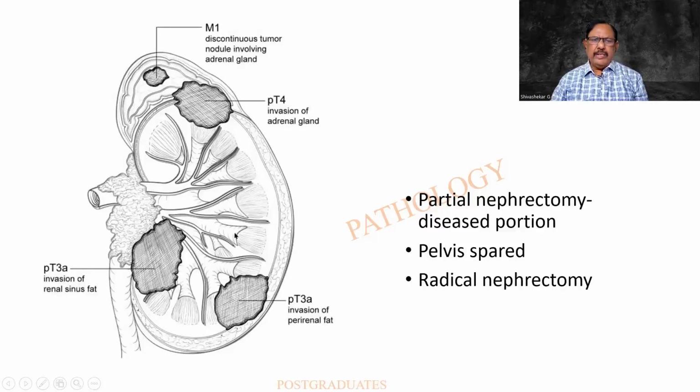Sometimes it can be multicentric. The distance between the tumors will have to be measured, and there has to be thorough sampling of all. And this is the fat that is surrounding it. Any invasion of the perirenal fat will have to be sampled.